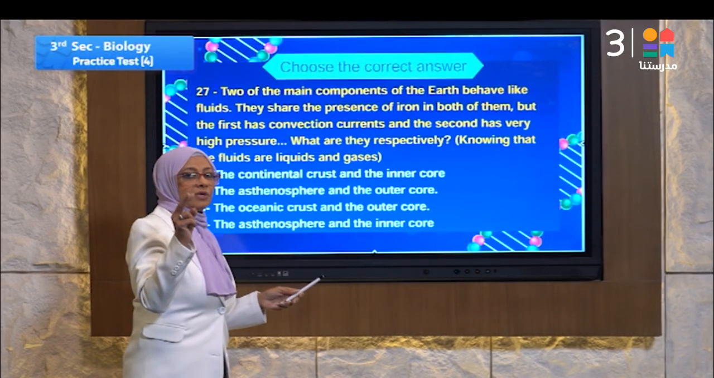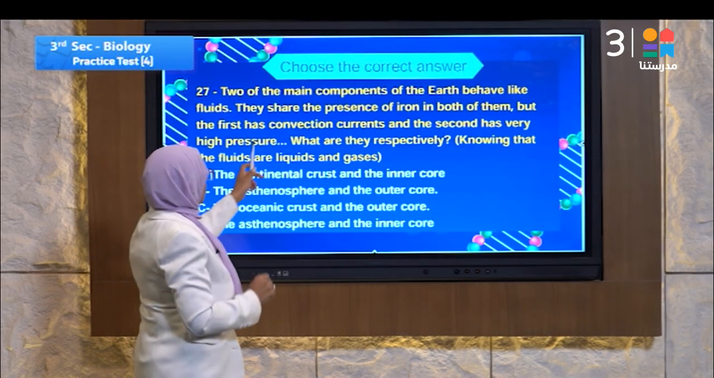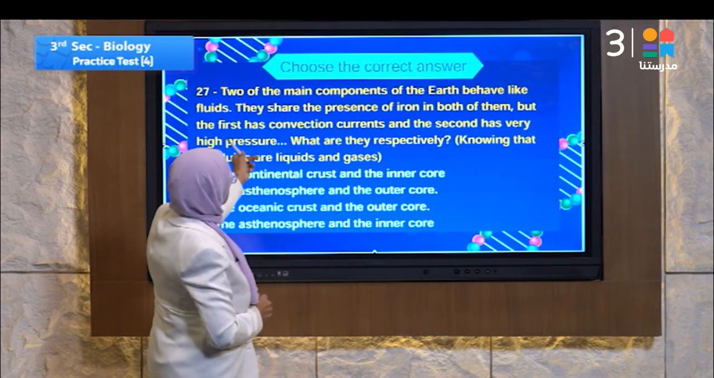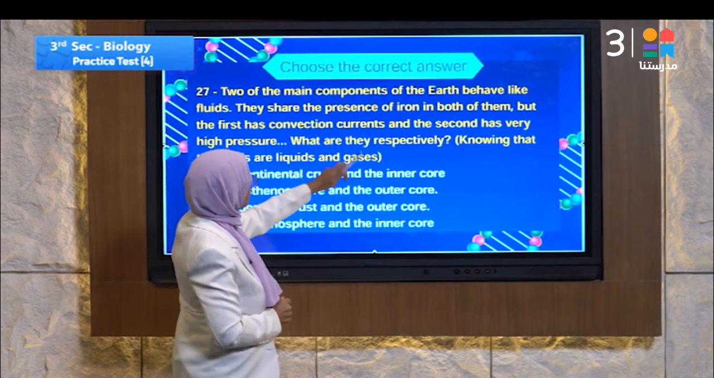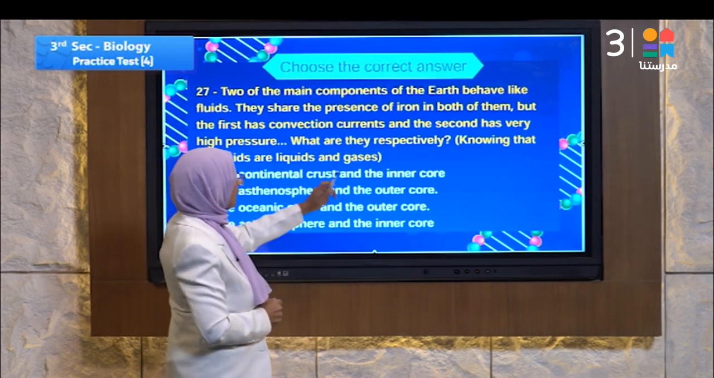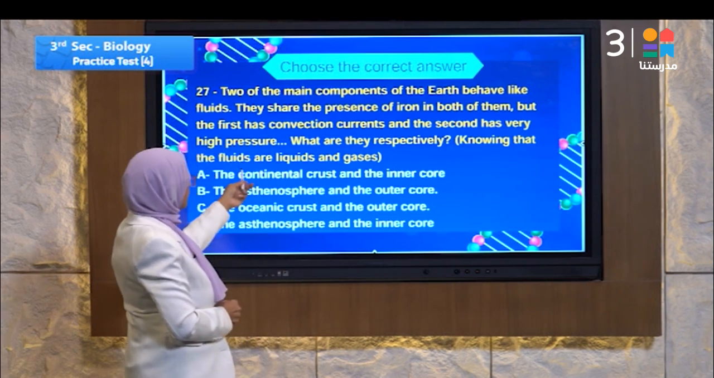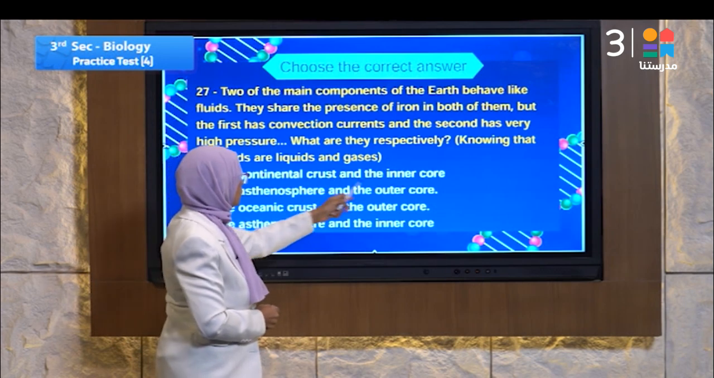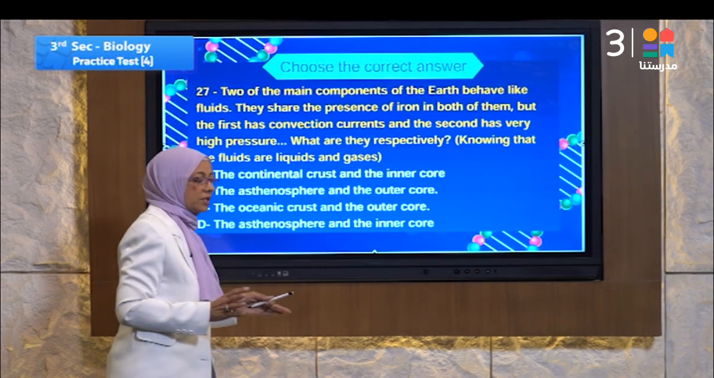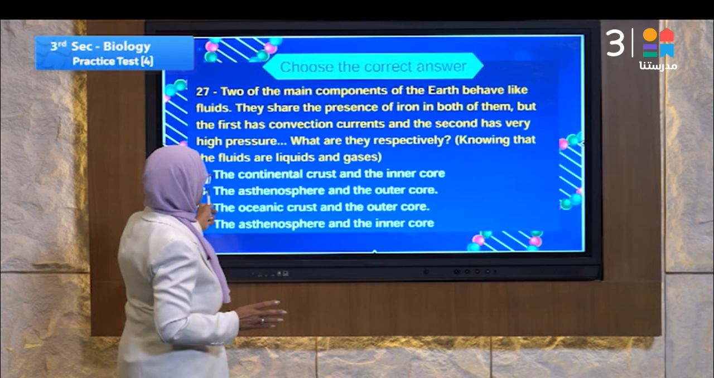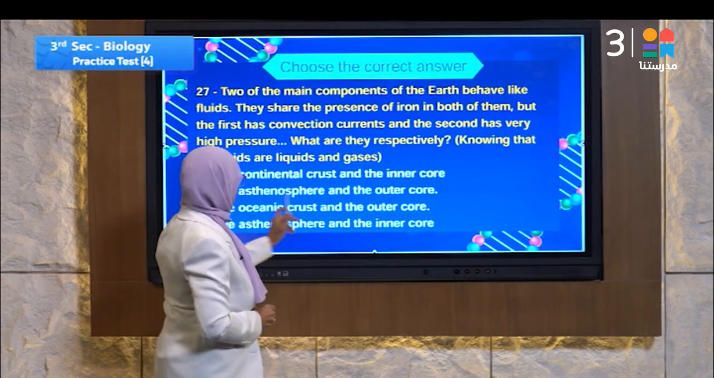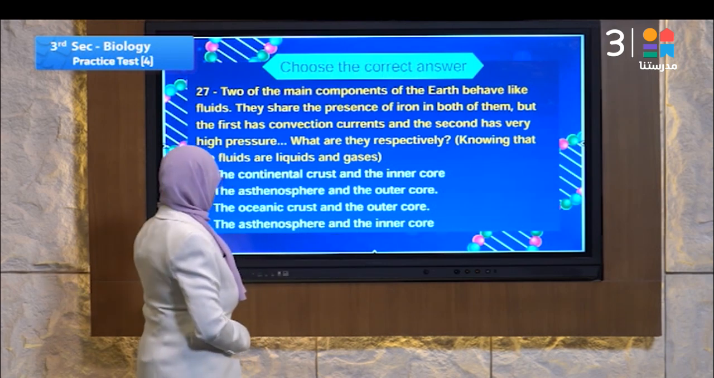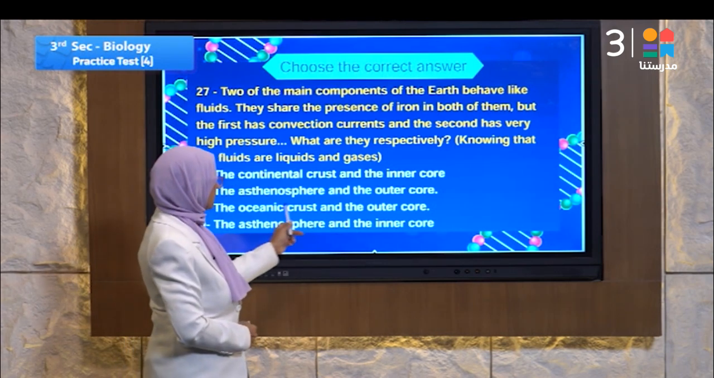So we speak about two layers in the Earth. What are they, respectively? One of them has convection current, the first one, and the other has high pressure, knowing that the fluids are liquid and gas. A, the continental crust and the inner core. No, the inner core has more pressure. B, asthenosphere and the outer core. C, oceanic crust and the outer core. And D, asthenosphere and inner core.